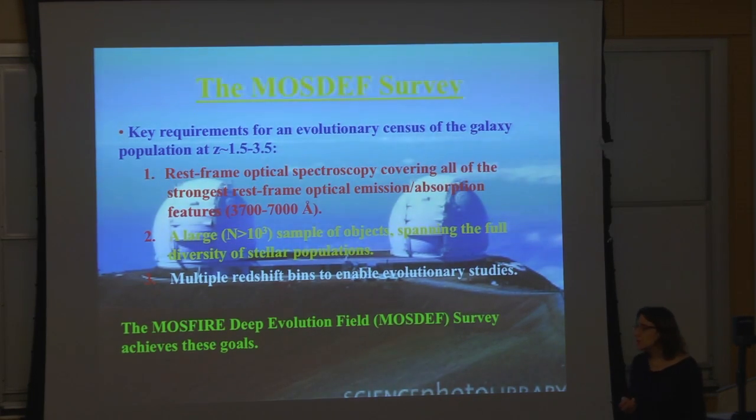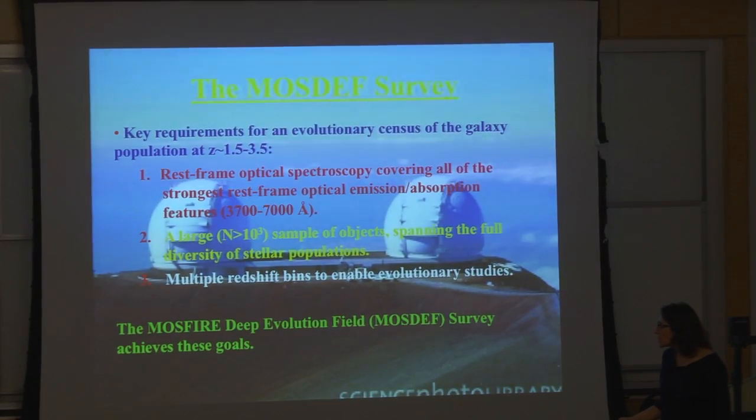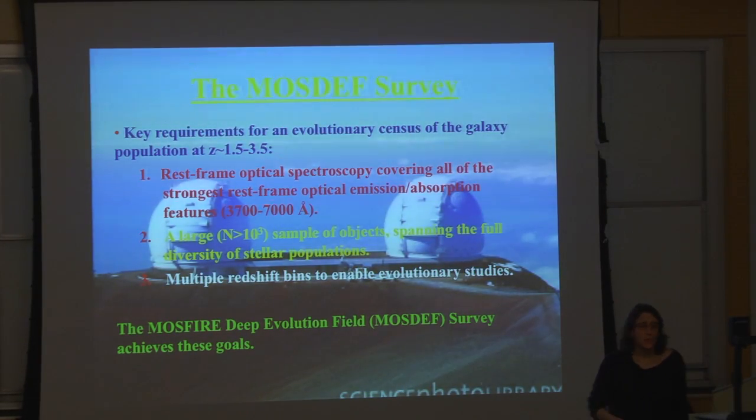We felt it was necessary to assemble a large sample of objects. Large by high redshift standards, early universe standards, is only about 1,000, compared to the existing work at the time. We also wanted to look at galaxies that had a wide range of properties. So not just strongly star-forming galaxies, not just dead galaxies, but a really wide range of stellar populations. And then furthermore, we wanted to look at evolution as a function of time. So basically look in multiple bins of redshift so we get different snapshots of the universe at different cosmic epochs, okay? And so our project, the MOSFIRE Deep Evolution Field Survey, MOSDEF, achieves these goals.